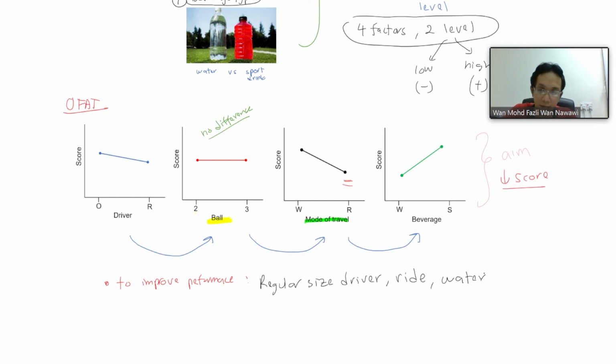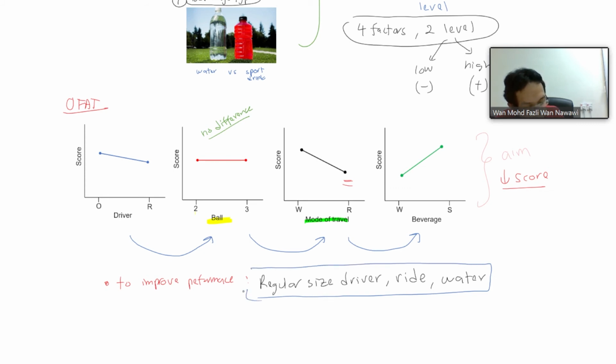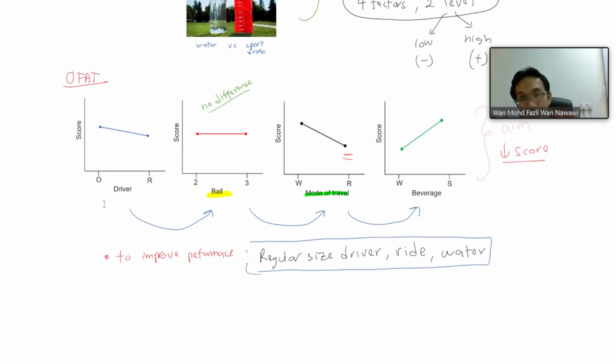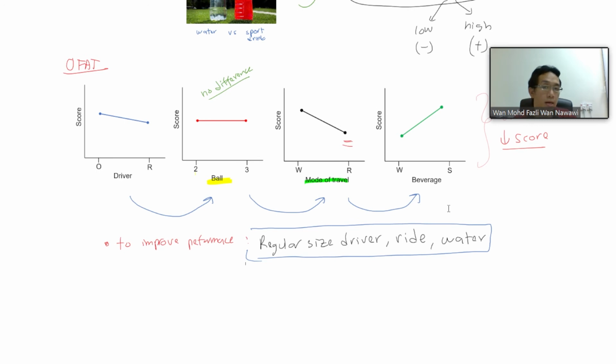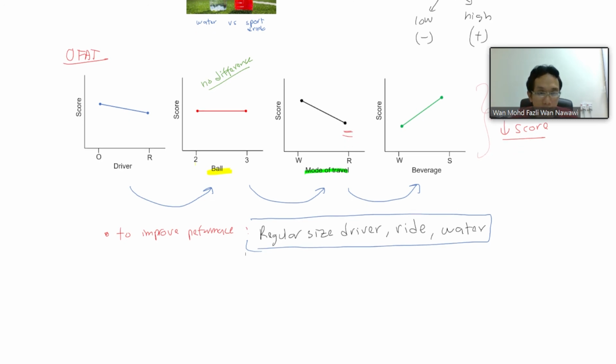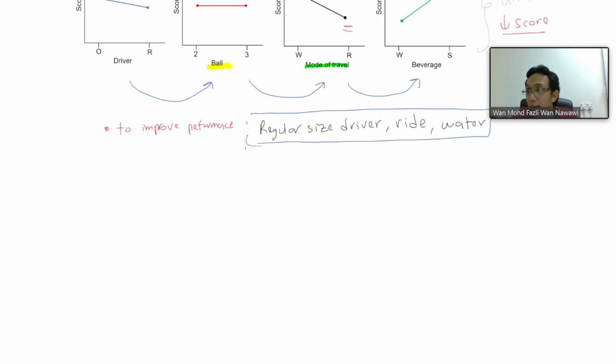But the problem with this is, of course you have the result. When you do this experiment, of course you always get a result, but whether the result is correct or not is another matter. If you look here, you don't see the interaction between factors. You just look at driver alone, the ball alone, mode of travel alone, beverage alone. But if you do this in DOE, you might get something like this.